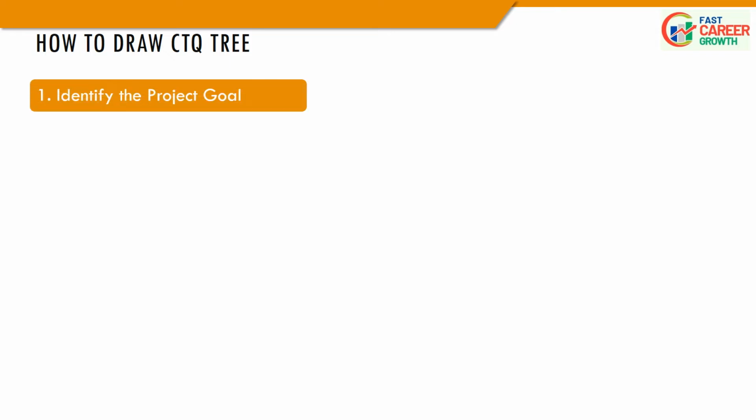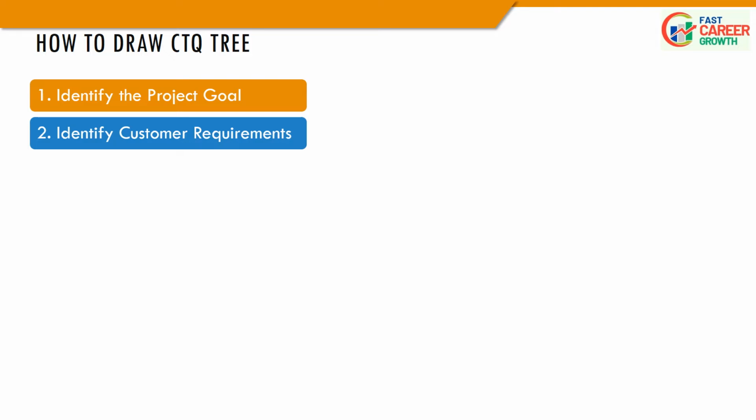Identify the project goal. Clearly define the overall goal of your project. This could be related to improving a product, process, or service. Identify customer requirements. List down the key requirements that are critical to the satisfaction of your customers. These are often obtained through customer feedback, surveys, or market research.